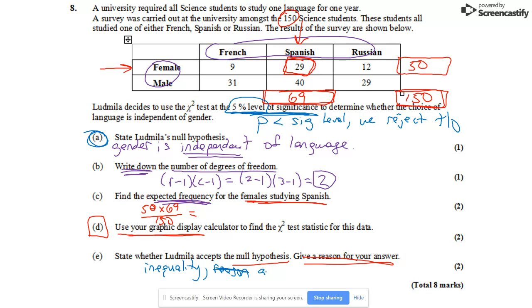Make sure then you answer. Right, so the reason is the inequality, the comparison of your p-value and significance level, and then your answer. So do we reject or fail to reject the null hypothesis?